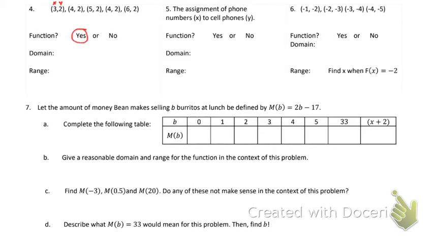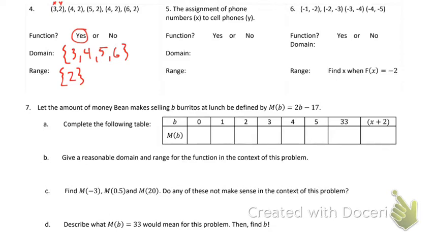The domain is all your inputs, or your X's. So I'm going to list all my X's: 3, 4, 5, and 6. I'm not going to put 4 twice because we're just listing them once. Your range is all your outputs. If you look, all your Y's or outputs are the same, so we only really have one output, one price, and it's 2. That's how you do number 4.